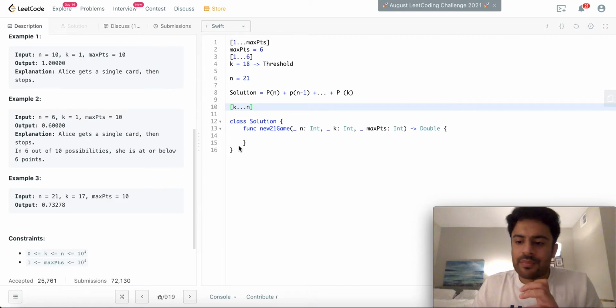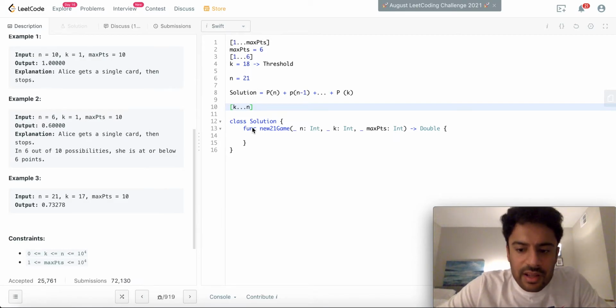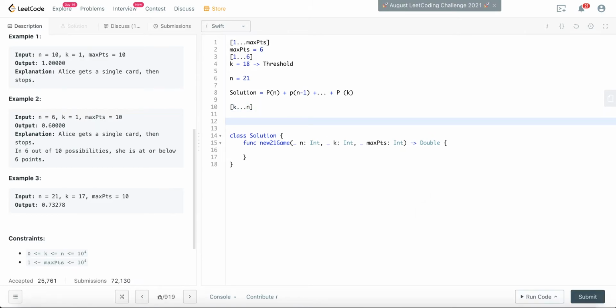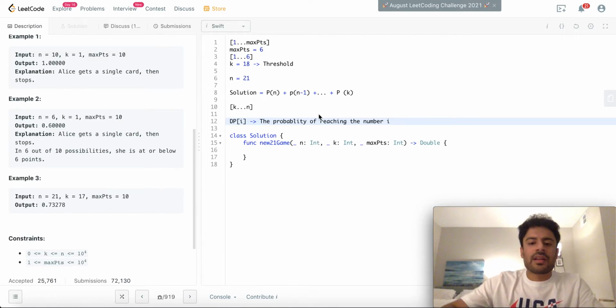Let's get to the solution. Okay, I'll dive right into it. Let's define our recurrence relation first. What would be dp of i? Let's define this as the probability of reaching the number i. Cool. Let's just define that.